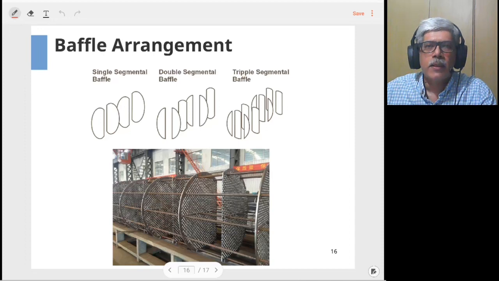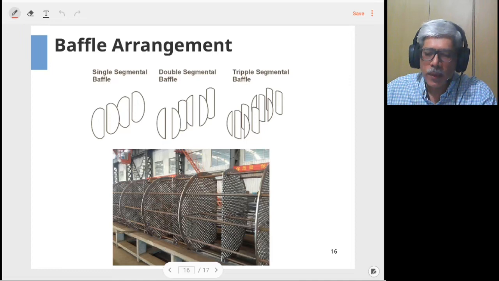We will close our discussion about the design of heat exchangers with a discussion about the baffle arrangement, how the baffle arrangement is designed. Baffles are essentially the support, and they serve two functions. One is to support the tubes, and secondly, they control the flow of the shell side fluid around the tube bundle. So that allows you to increase the effectiveness or efficiency of the heat transfer.